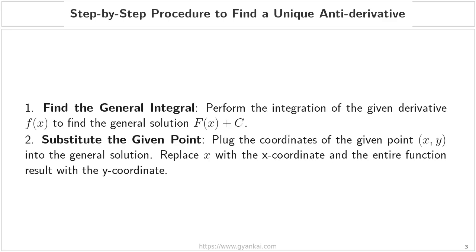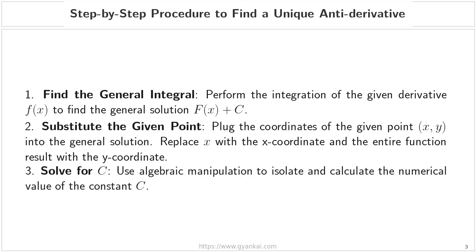Step 2, substitute the given point. Now, this is where the initial condition comes into play. We're given a specific point, usually denoted as (x sub 0, y sub 0). This tells us a specific x and y value that our function must satisfy. We take those coordinates and plug them into our general solution, F(x) + C. Specifically, we replace every instance of x in the equation with the x sub 0 value, and we set the entire result of the function equal to the y sub 0 value.